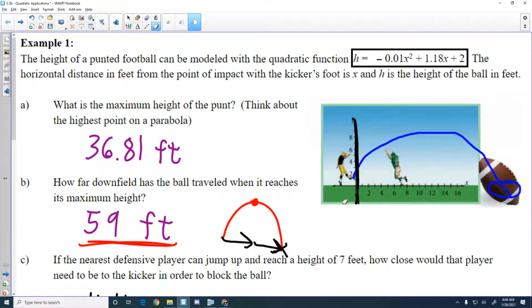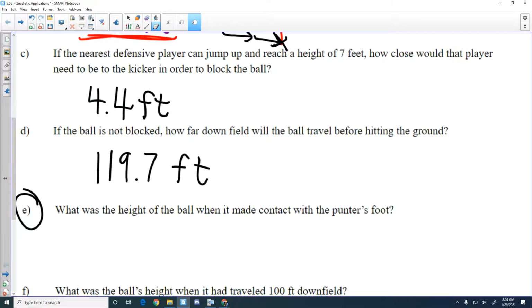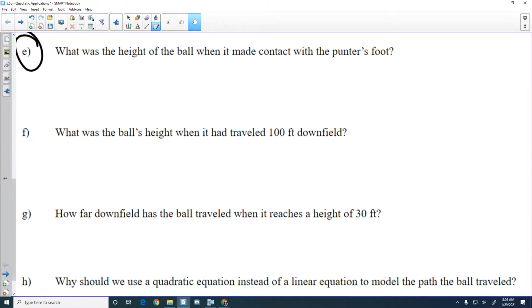I'm learning so much. This is awesome. It's like I used to be a physics major or something back in college.